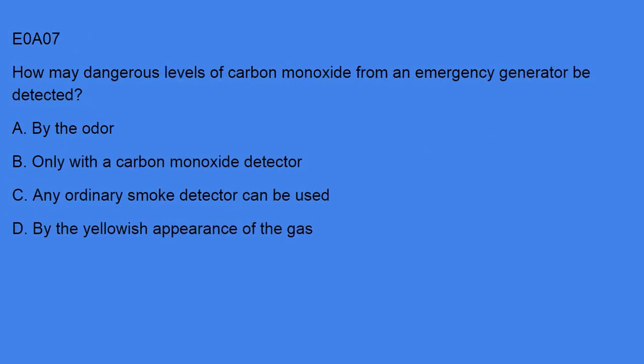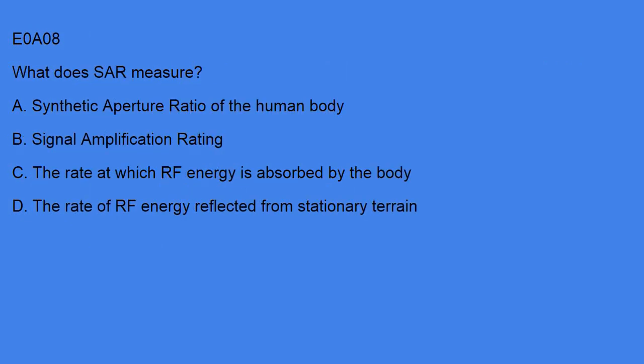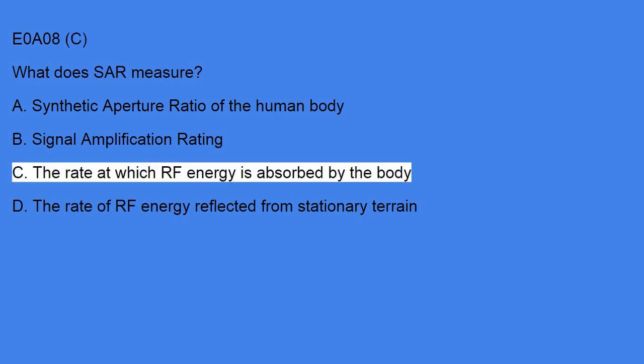E0A07, how may dangerous levels of carbon monoxide from an emergency generator be detected? Only with a carbon monoxide detector. E0A08, what does SAR measure? The rate at which RF energy is absorbed by the body.